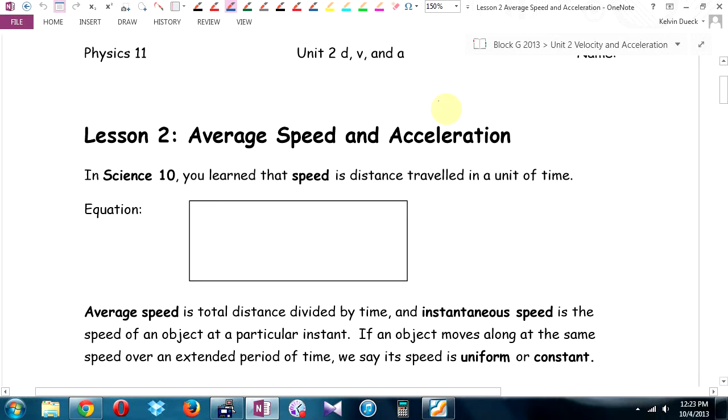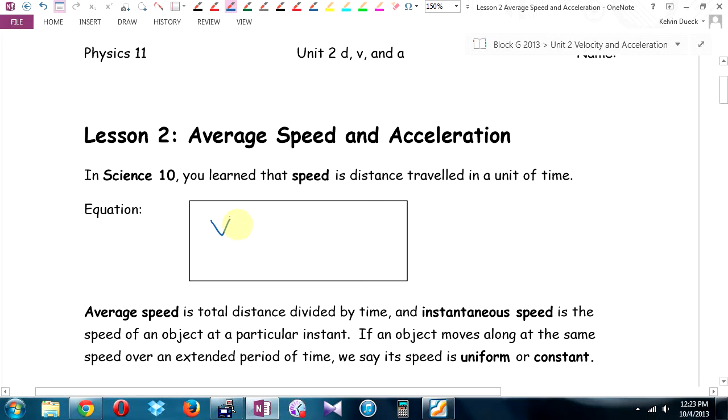In science, lesson 2, average speed and acceleration. In Science 10, you learned that speed is distance traveled in a unit of time. You learned something like this. Now, we don't use S for speed. We use the letter V, partly because an S looks like a 5. Also, S is taken for seconds. We use the letter V.